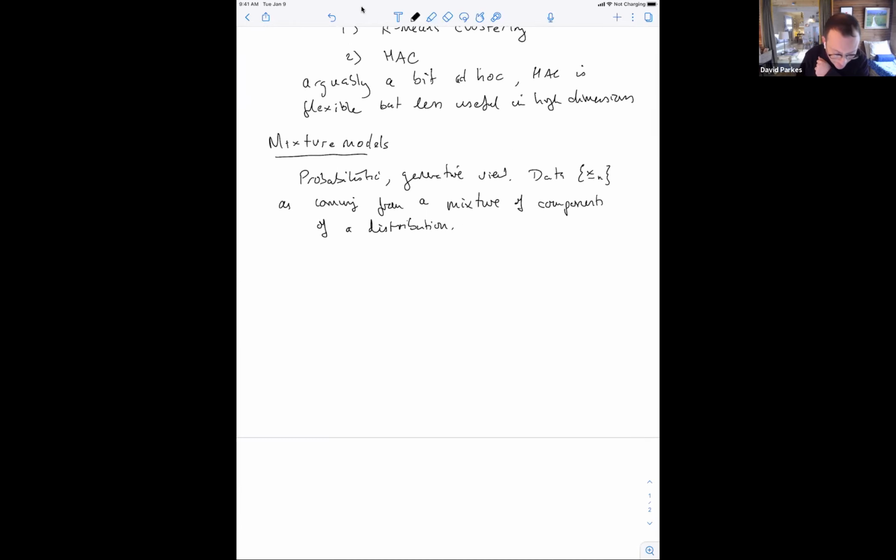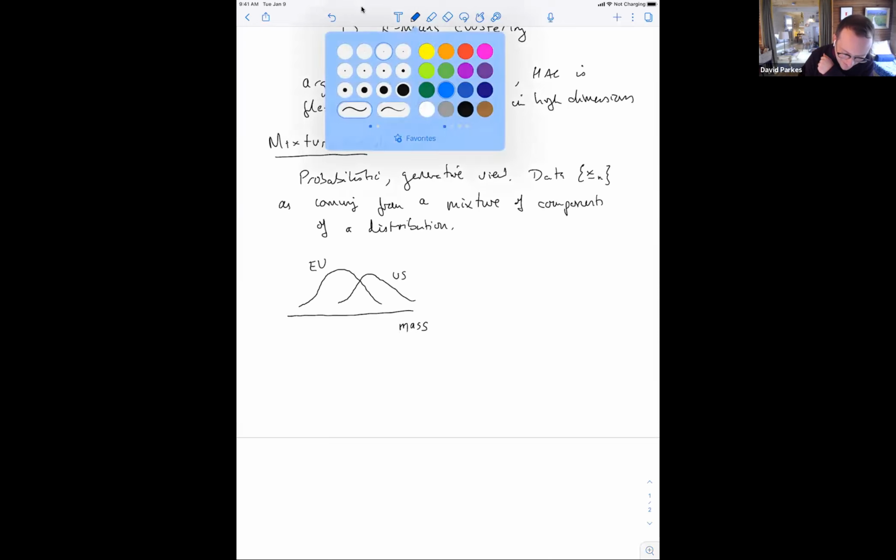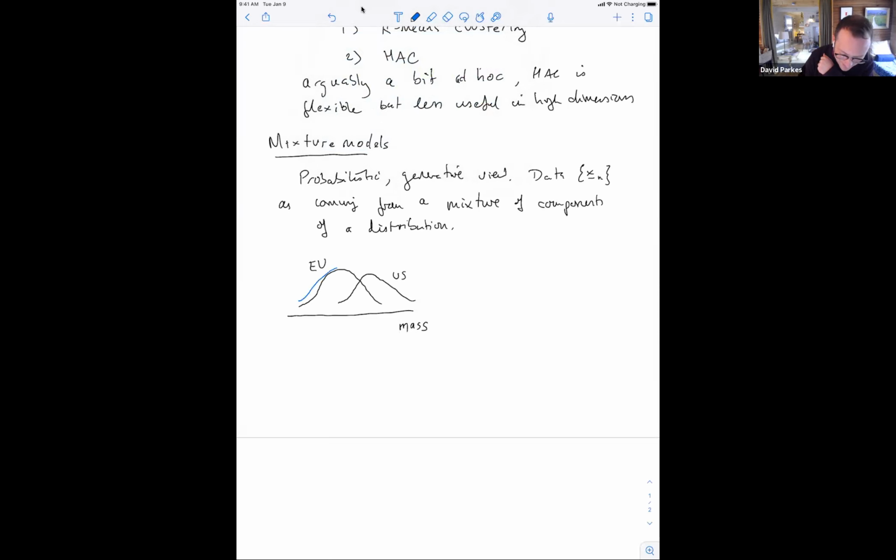So here's a picture you might keep in mind. Suppose we're talking about cars, and this is the mass of a car. And we all know that in Europe, people care about the environment and have small cars that are light. And in the US, people don't care about the environment and have big cars that are heavy. And you think about what the overall distribution over car mass might look like.